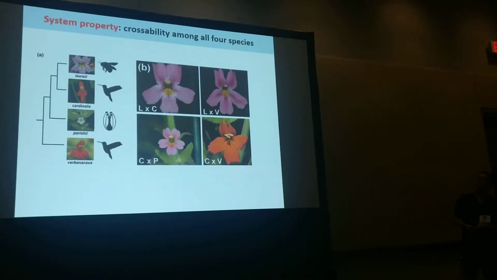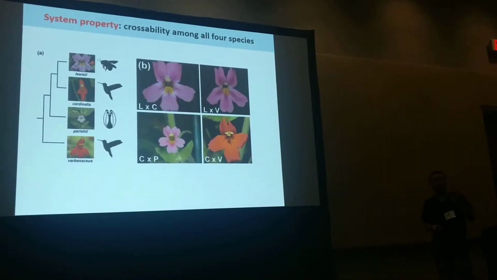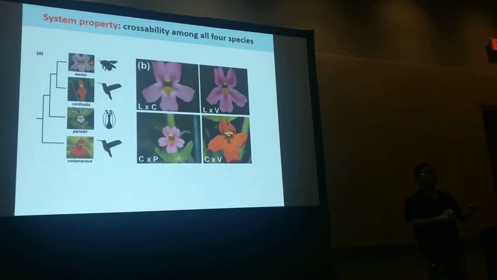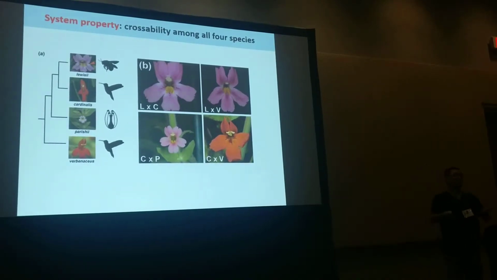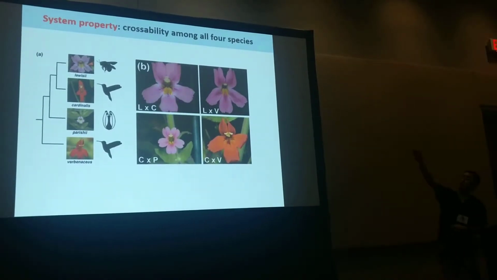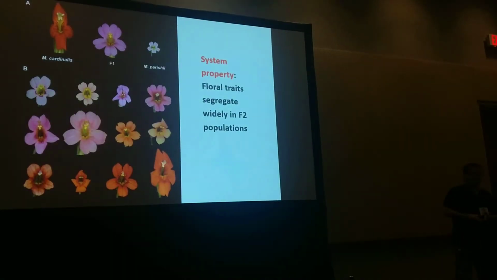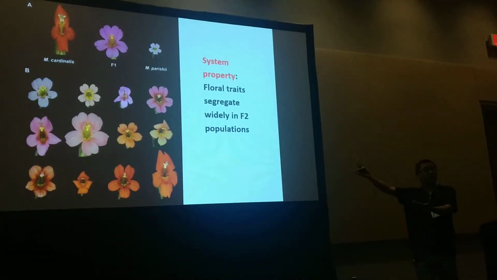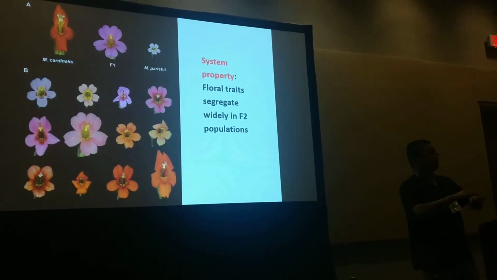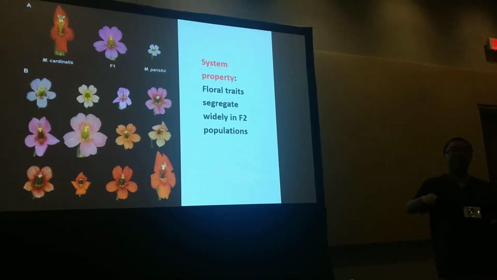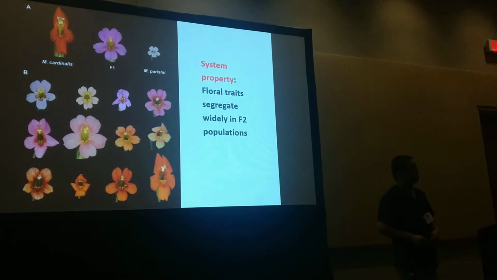The reason that this system is really great is that although they are phenotypically very different, you can cross them very easily. You can do a lot of interesting genetics with them, and you can cross all four species, in fact, with each other, generating beautiful F1s. And you can also have those beautiful F2 populations, segregating all those phenotypes. All the individual traits are segregating in those F2 populations.